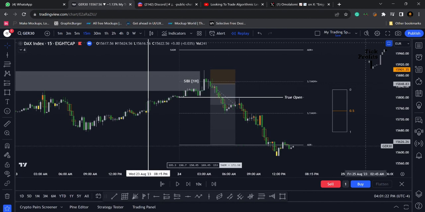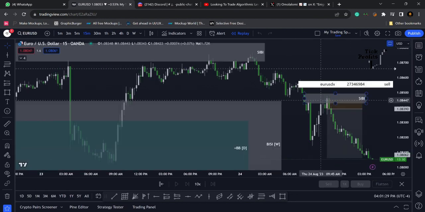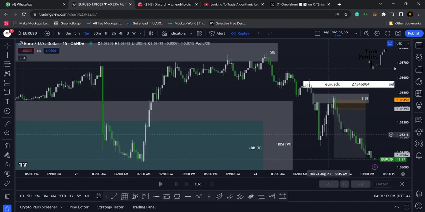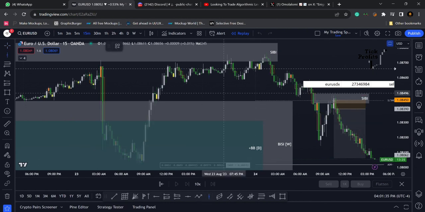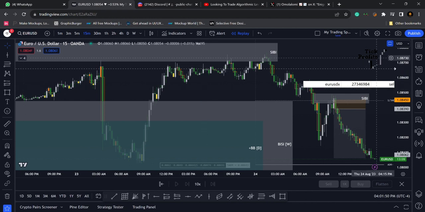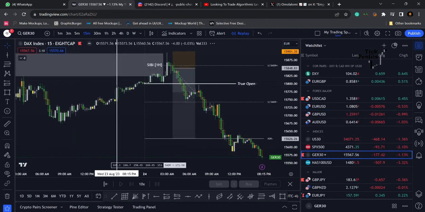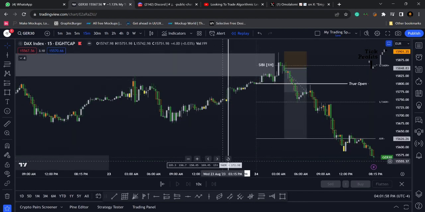It's very important to know this because it's very different from the forex pairs. Look at the opening price for Euro USD. This is 5 p.m. New York time. That's when the daily candle of Euro USD starts counting. But for DAX, it starts counting from 8:15 New York time. So you have to pay attention to that.